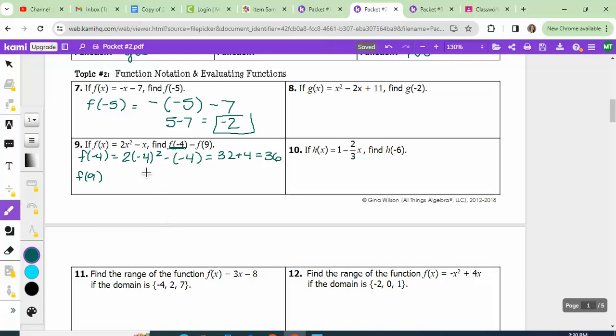Okay, so that's what I got, but I just didn't think it made sense. So which one do we do? So it's asking us to subtract the two answers. So we have to do each of them separately and then we'll subtract. So f of 9, I put in a 9. So 2 times 9 squared minus 9. All right, what's 9 squared? 81. 2 times 81?